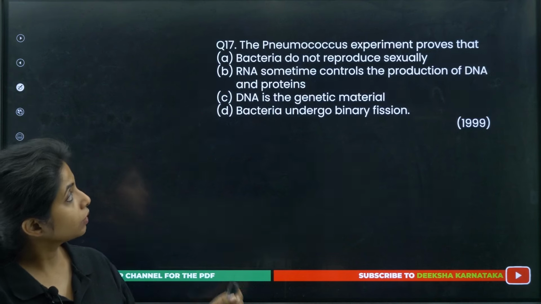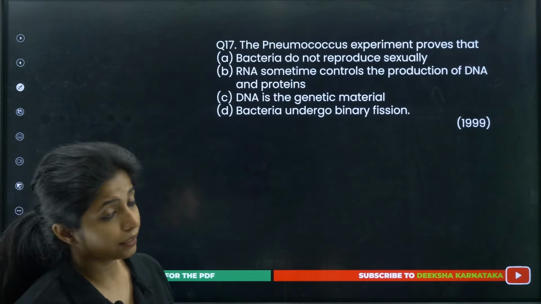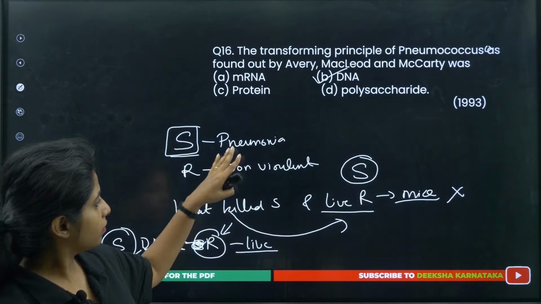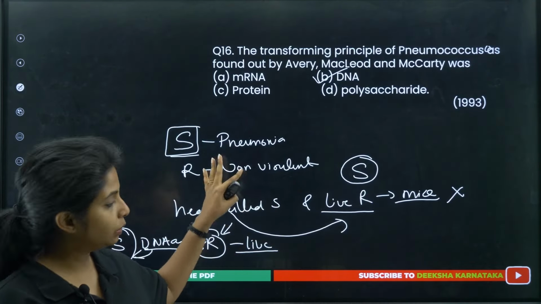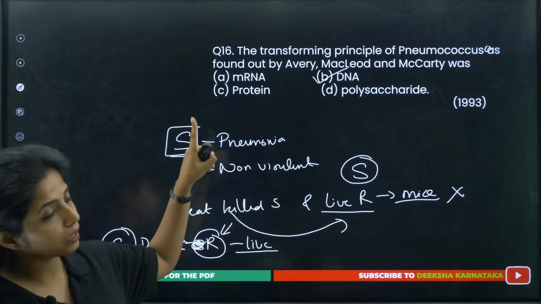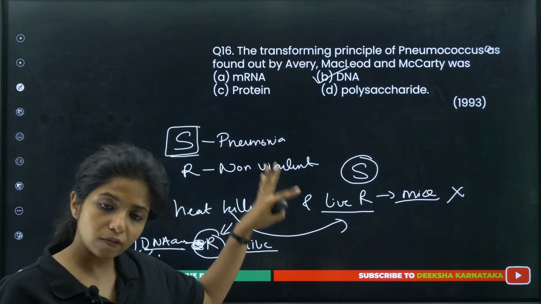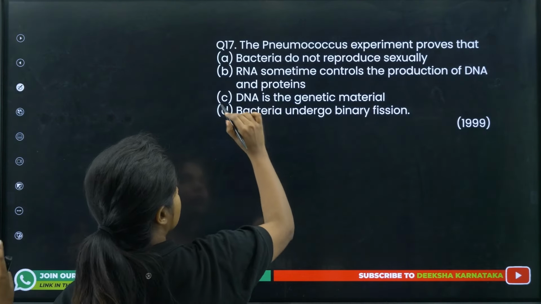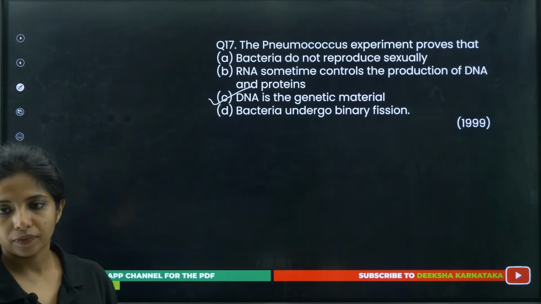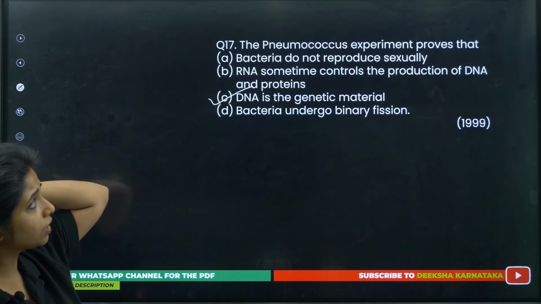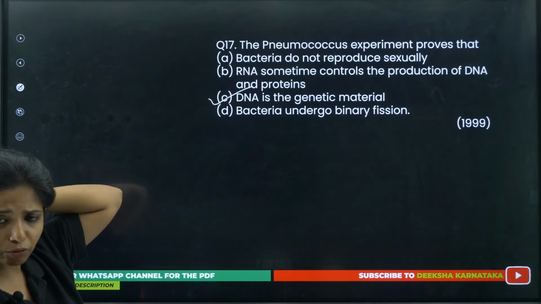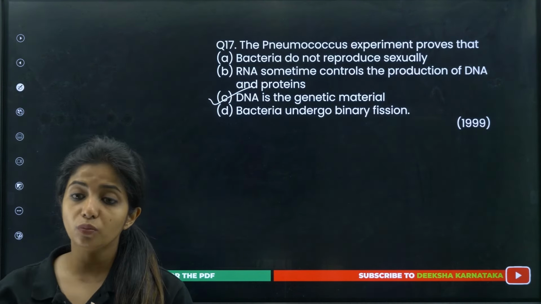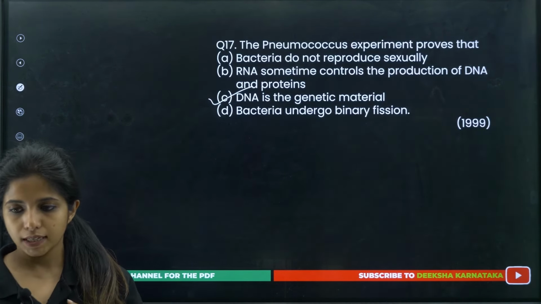Okay, going ahead, the pneumococcus experiment proves that, just now I told, the part that was done by Griffith was initially done by Griffith and then this was done by Avery and MacLeod and everyone. So all of them were saying that DNA is a genetic material, that was the only thing. So over here I won't even read the option, this is the answer, children. Okay, the bacteria do not reproduce sexually, no. RNA sometimes controls the production of DNA and proteins, no. DNA is genetic material, yes, that was said by them. Bacteria undergo binary fission, no. C is the correct answer.